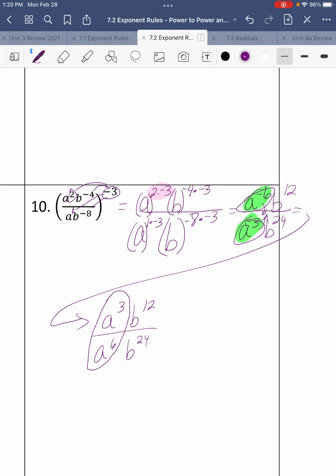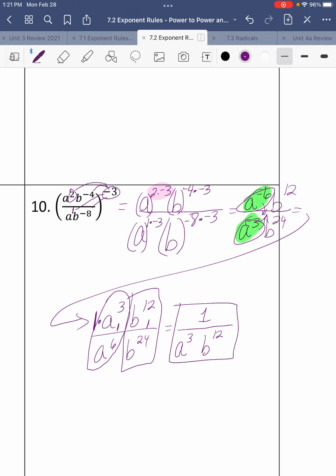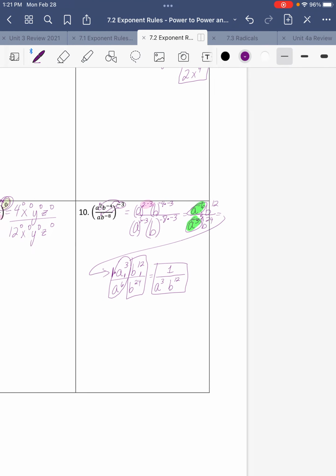Now let's look at individual bases. We have 3 a's in the numerator, 6 in the denominator. 6 minus 3 is 3. And then b to the 12th, 12 in the numerator, 24 in the denominator. If you simplify that down, it'd be b to the 12th. 24 minus 12 is 12. Now there's nothing left in the numerator. It has to be something, so we're just going to put that 1 up in the numerator. There's your final answer. Thanks for watching.